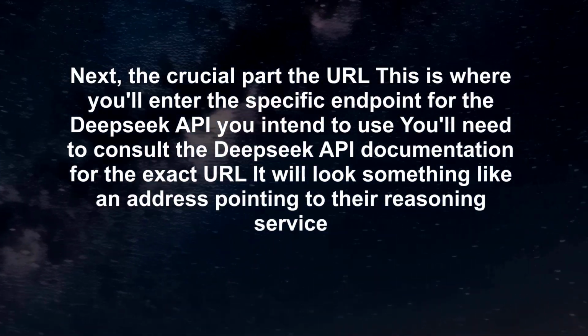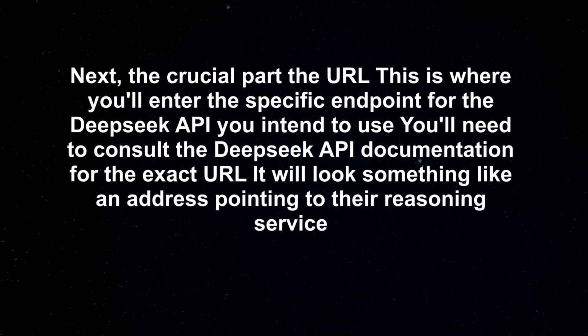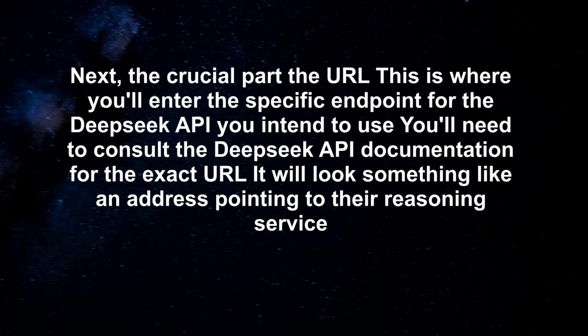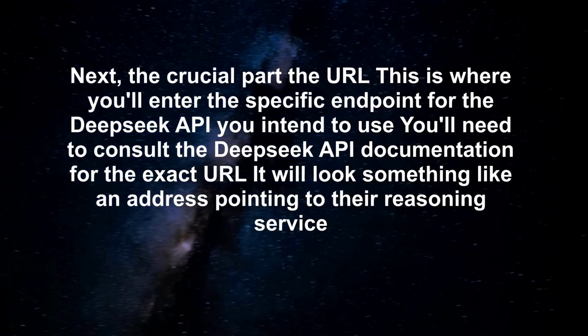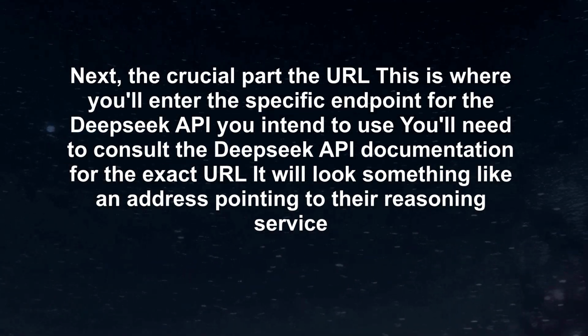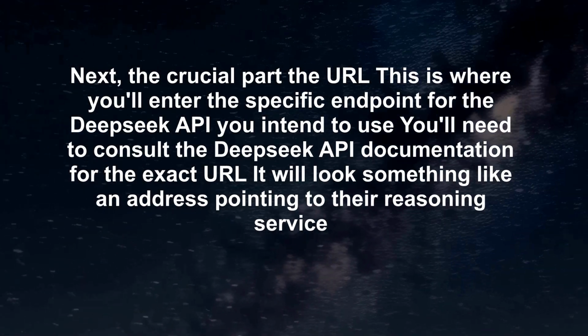Next, the crucial part, the URL. This is where you'll enter the specific endpoint for the DeepSeek API you intend to use. You'll need to consult the DeepSeek API documentation for the exact URL. It will look something like an address pointing to their reasoning service.